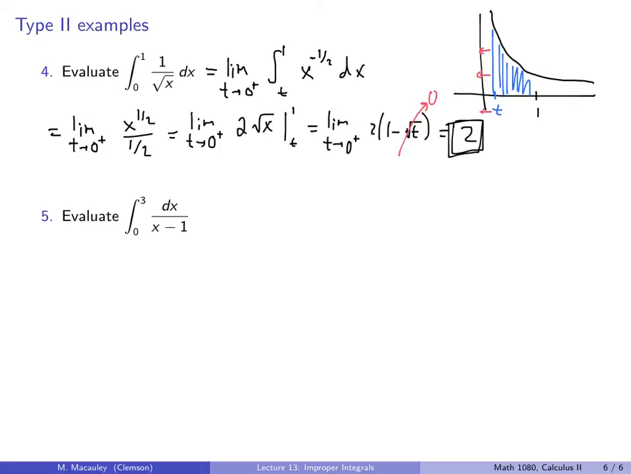Okay, so the next one is the integral of 1 over x minus 1. What does this look like? Let's see if we can sketch this. 1 over x, we know, looks like that. This is 1 over x. And 1 over x minus 1 is this thing shifted 1 unit to the left because of this x minus 1. I'm sorry, shifted to the right because it's x minus 1. So it looks like that and that.